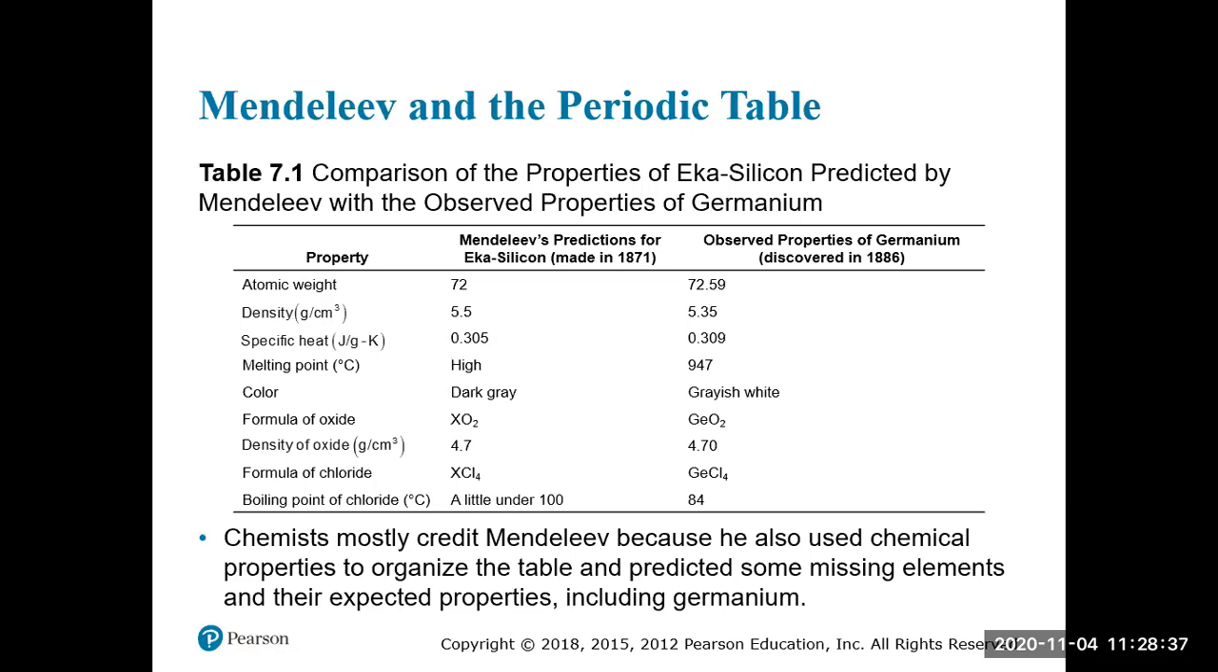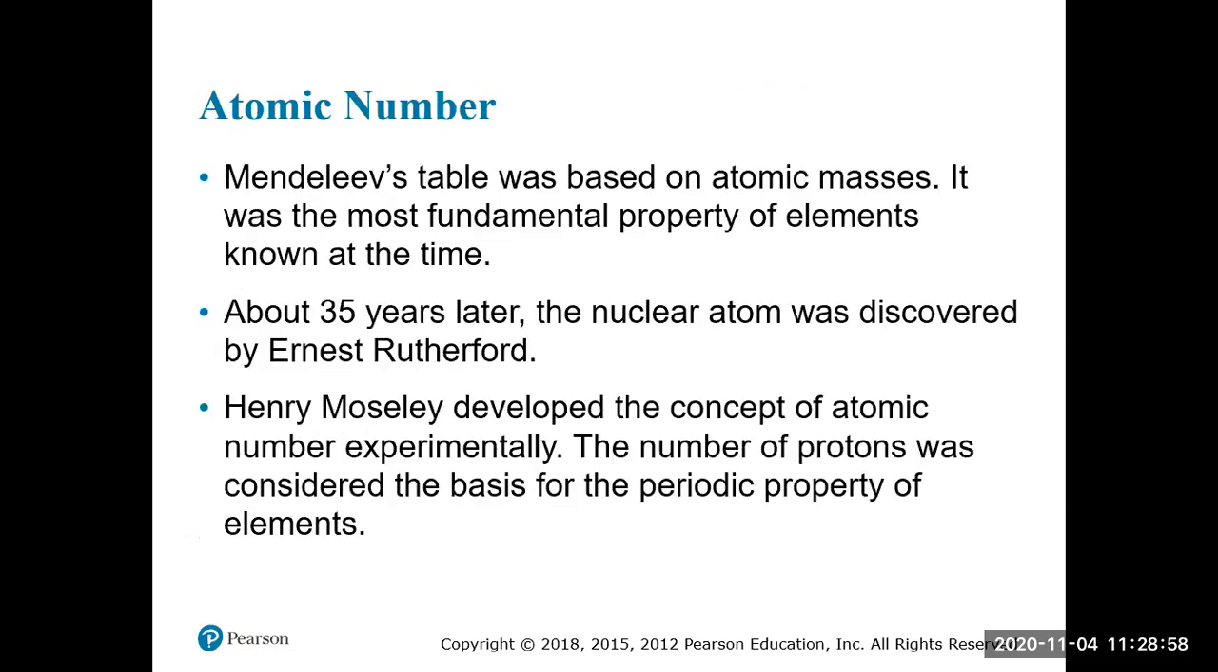The other thing that's pretty good about Mendeleev is that he was able to predict some elements that hadn't even been discovered yet. And so he identified properties that unknown elements at the time had and said, well, these should fit into certain spots in the periodic table, and he turned out to be correct. So his table was based on atomic mass, because at that time that was a pretty fundamental property that was known about the elements.